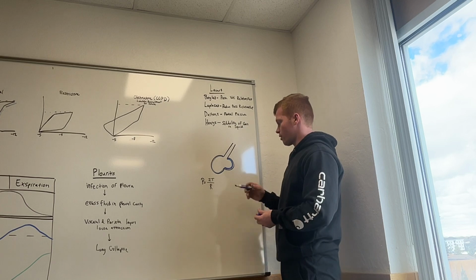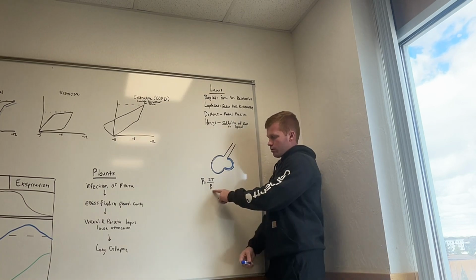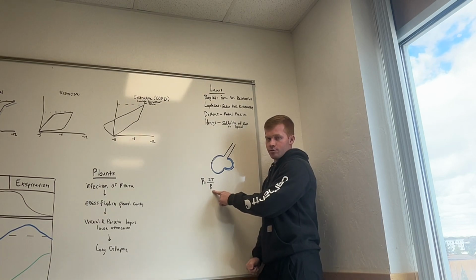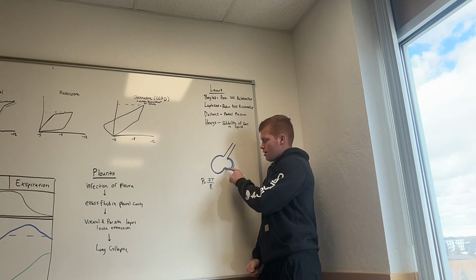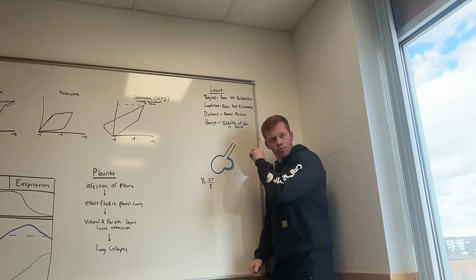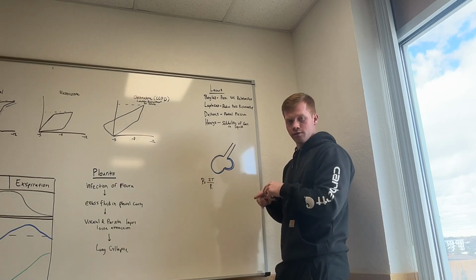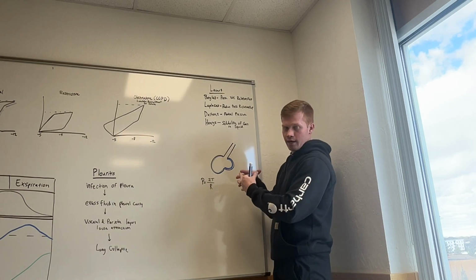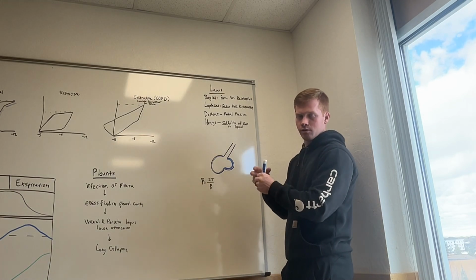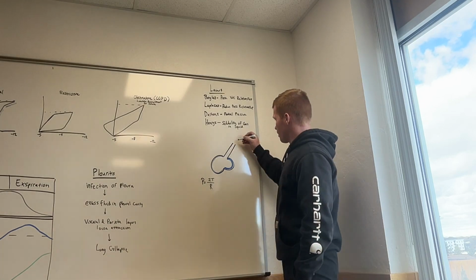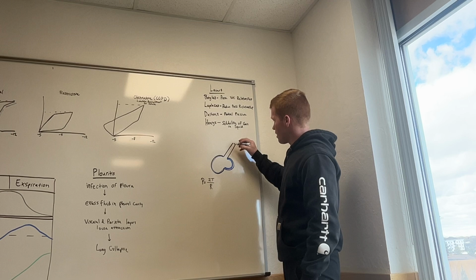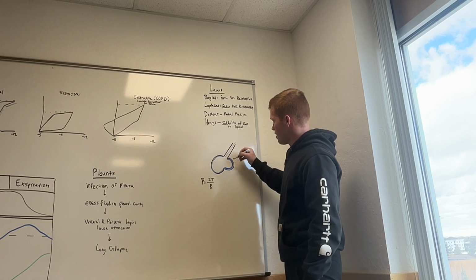But then with the smaller alveoli, they have a smaller radius, which is going to cause them to have a higher pressure. They also have, with being smaller, a higher water concentration on the surface of the alveoli. So there's a greater force pulling it together, pulling it to a smaller volume, which could lead to collapse.